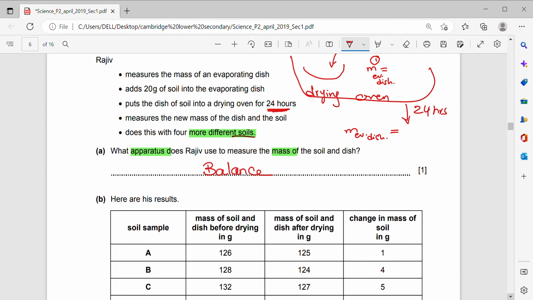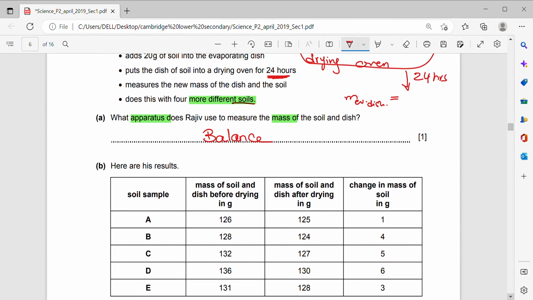Here are his results. We said 4 soil samples, plus the first one, so he did it with 5 in total. I have the mass of the soil and dish before drying in grams, and the mass of the soil and the dish after drying. So here I have before drying, here after drying, and here the change in mass.